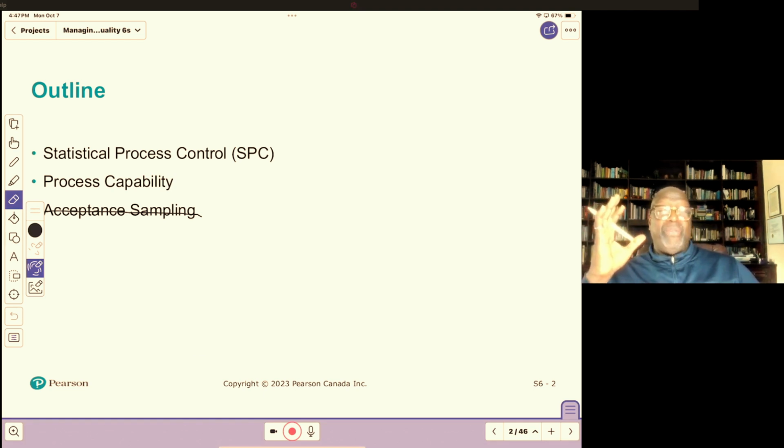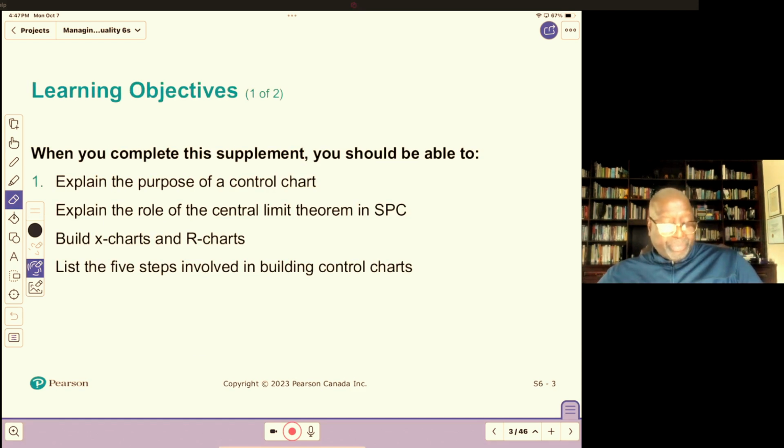What do we do with that information? We pause the process and then we try to find the root cause of the problem. So let's explore this idea a bit more, okay? So we want to explain the purpose of a control chart, and the control chart is really the upper and lower limits of what we call the acceptance region, and outside of those limits is what we would call in hypothesis testing the rejection region.